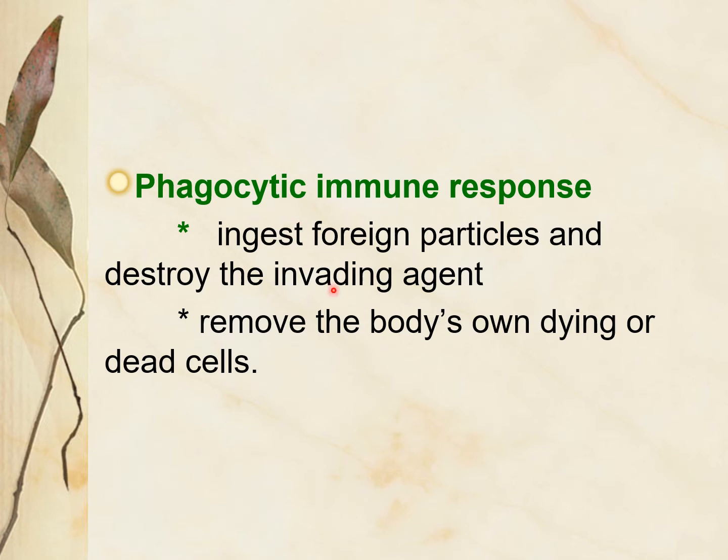The phagocytic immune response is the first line of defense that primarily involves the WBCs, your granulocytes and your macrophages, which have the ability to ingest foreign particles and destroy the invading agents. It also removes the body's own dying or dead cells.